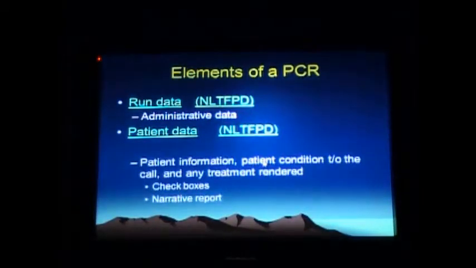So again, let me get caught back up. We've seen the two elements, if you will: the administrative side of things, the run data, that's again what the billers are going to do, and then the patient data. Patient information, condition, call, and any treatment rendered typically are check boxes in much of the things that we do, but again are going to need to be supported or backed up by that narrative chart.